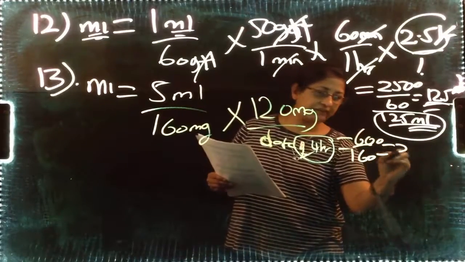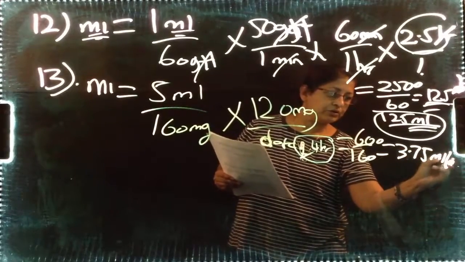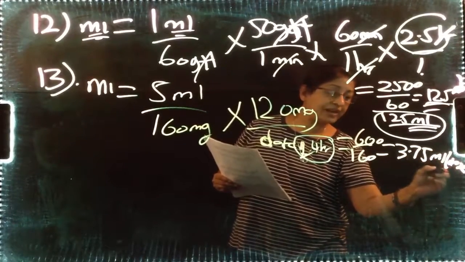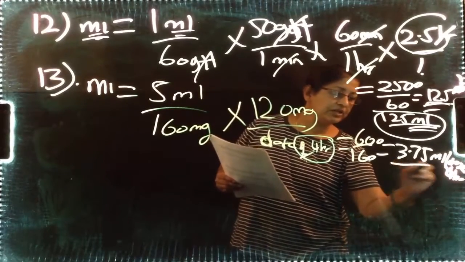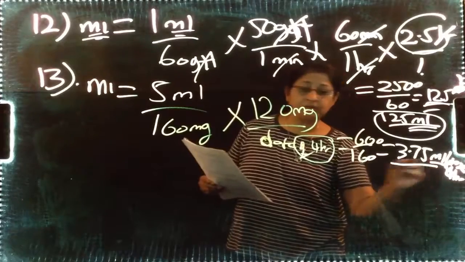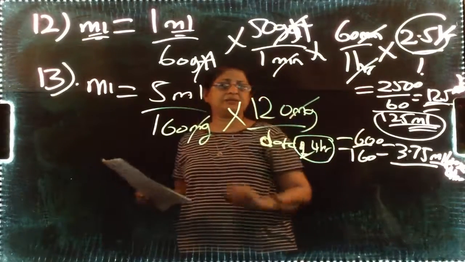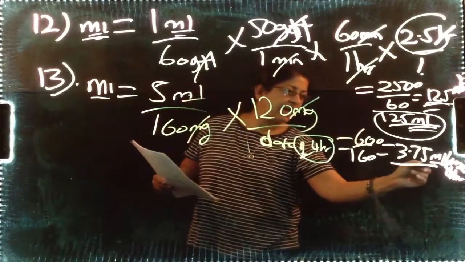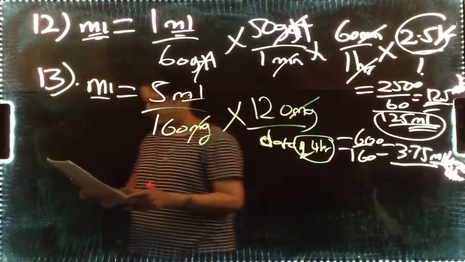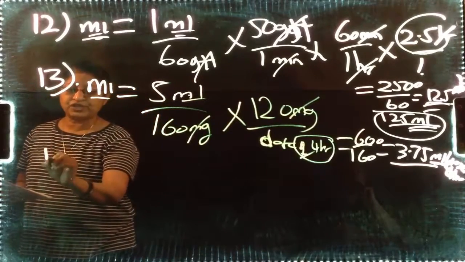So really you're giving 3.75 mil per dose, or per every 4 hours. So you can write either one. 3.75, again mil, because milligram cancels, only mil stays there. I hope you're understanding how this is followed and why you're ending up with mils. I've been telling you for a long time. Let's go to number 14.